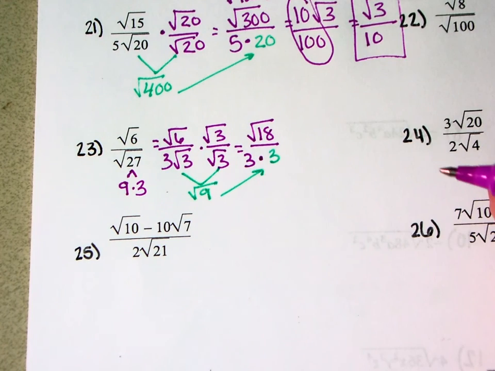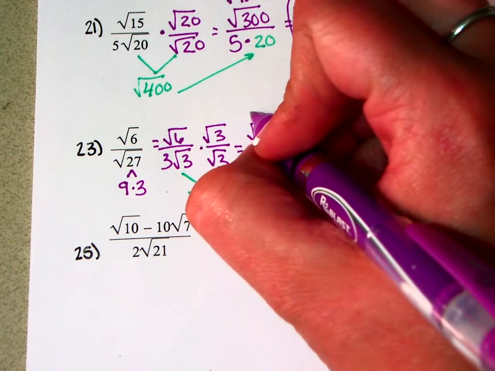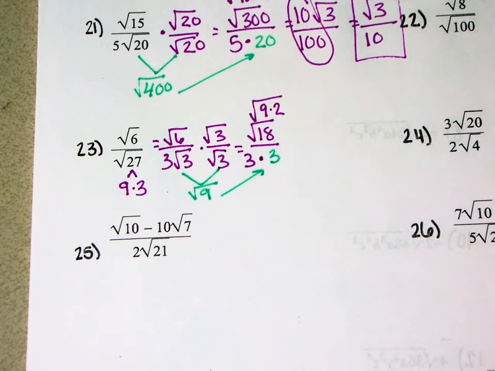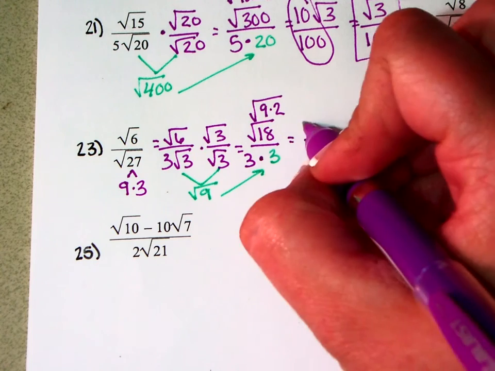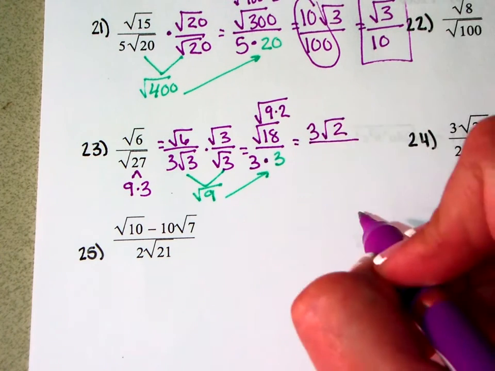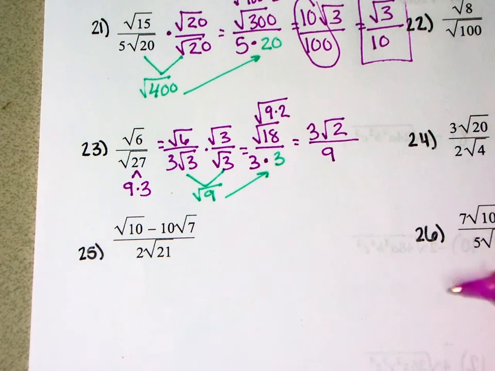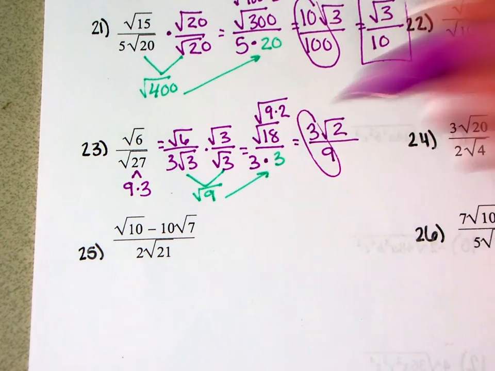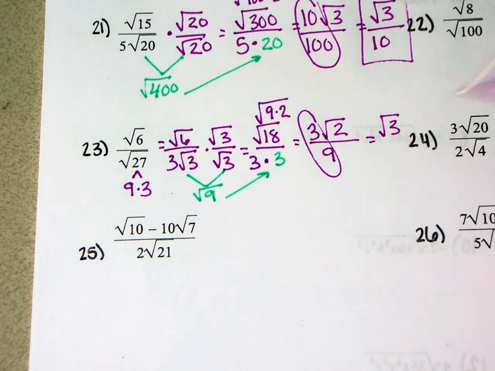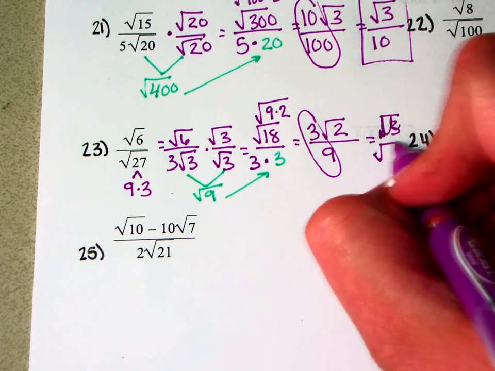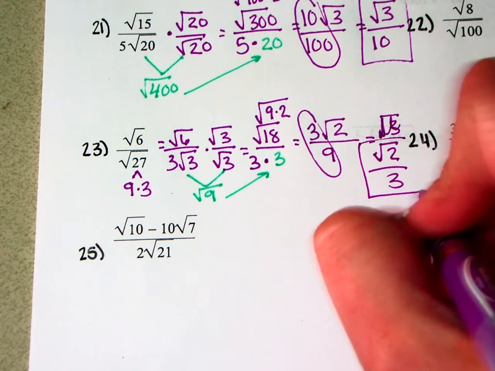The square root of 18 can be broken up into the square root of 9 times 2. And I'm just writing it above there just to kind of pay attention to my math and be mindful. Square root of 9 is 3, square root of 2. 3 times 3 is 9, and hopefully I can see 3 over 9 reduces to 1/3. So I'm left with the square root of 2 over 3.